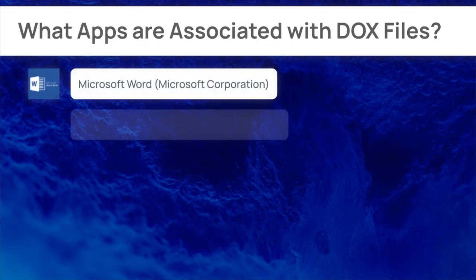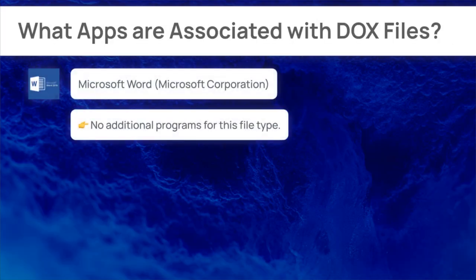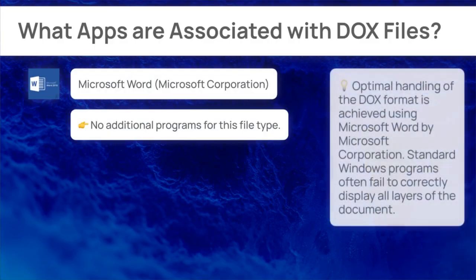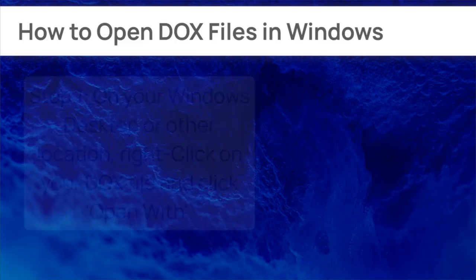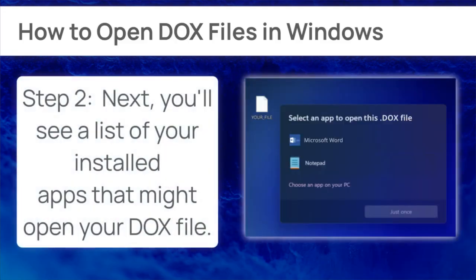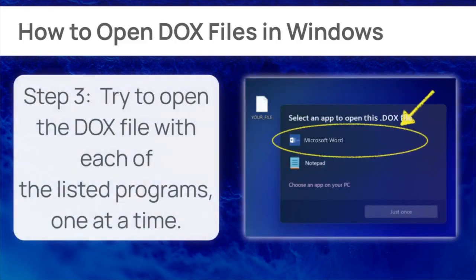The proper file association links DOX directly to the Microsoft Word solution by Microsoft Corporation. The file's embedded objects and layers require specialized software for full access. Windows may show the file structure, but advanced editing needs compatible software. To resolve the incompatible file format error, right-click the DOX file and choose Open With. Prioritize Microsoft Word if available. If absent, choose another application.